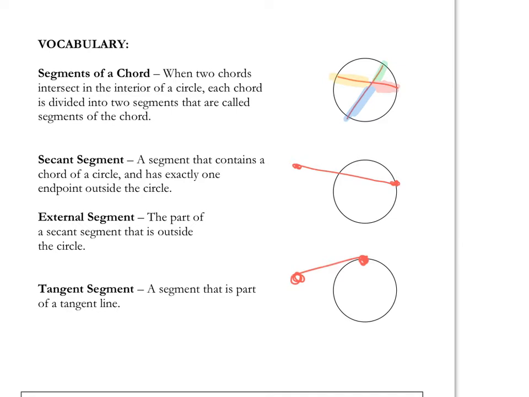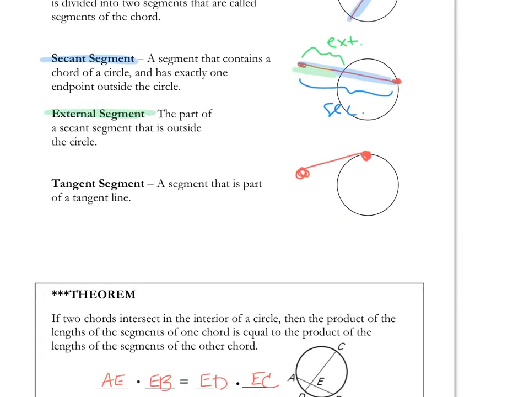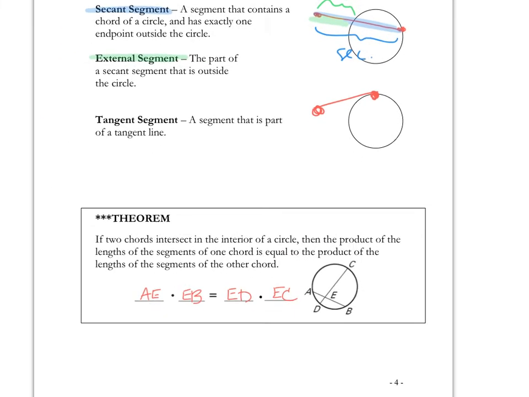A secant segment would be the whole thing right here. The external segment is just the outside portion. So this right here is your external segment. The whole piece is your secant segment. Okay? And then your tangent segment is just a segment that's tangent to the circle. So that one's pretty easy.